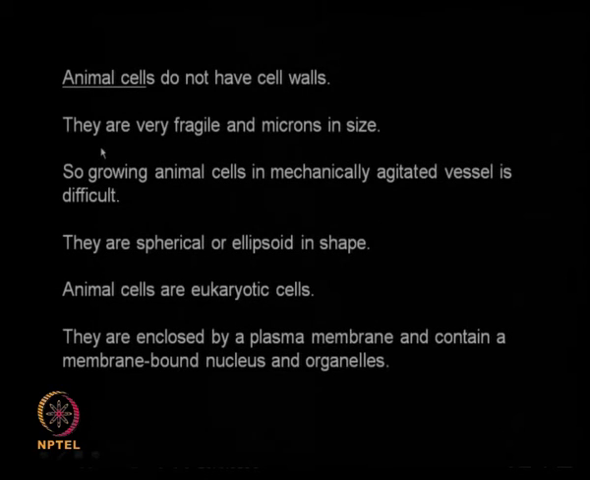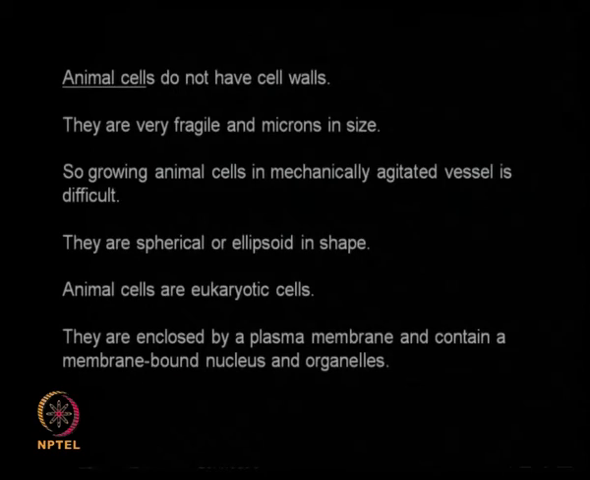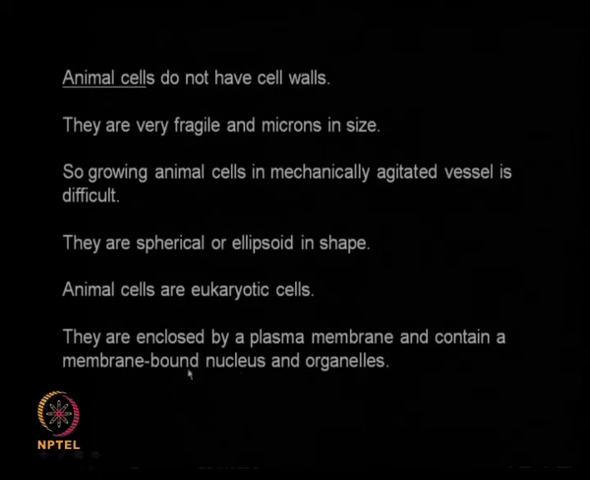So animal cells do not have cell walls, so they are very fragile, they are micron in size. So as I mentioned before, cultivating animal cells in an agitated fermenter is a real challenge because they will easily break and form debris. So you need to use reactors which do not use mechanical agitation. They are spherical or ellipsoidal in shape, they are eukaryotic cells, they are enclosed by a plasma membrane and they contain a membrane bound nucleus and organelles.